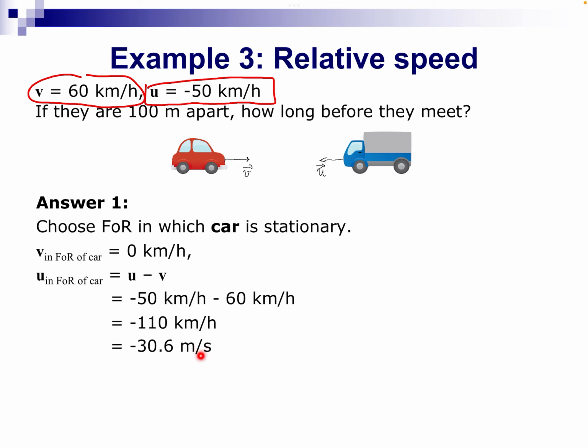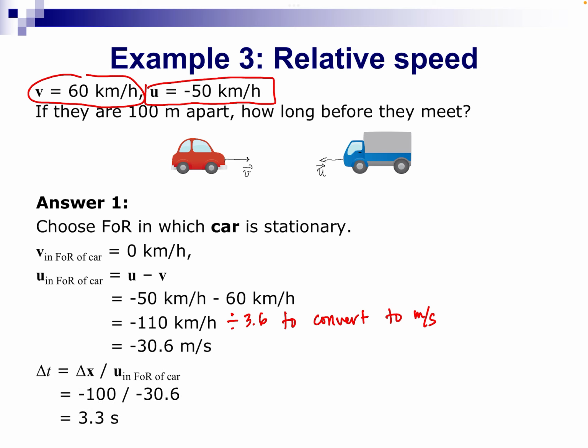Right? That's kilometers per hour. We want to convert that to meters per second. As I said in our very first lecture, the shortcut is that if you divide that by 3.6, you can then convert kilometers per hour to meters per second. We want to find the time, how long before they meet. From the definition of velocity, average velocity is equal to displacement over time. The time is therefore equal to the displacement divided by the velocity.